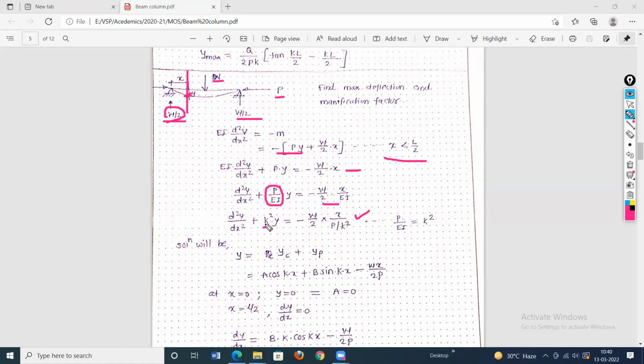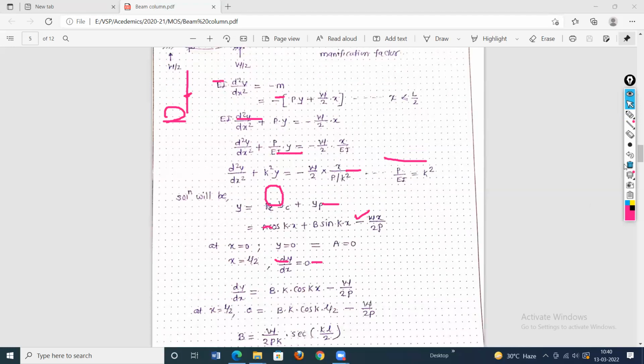Again, if you see, this second order differential equation is non-homogeneous. The right hand side is not equal to 0. So the solution is complementary plus particular. The complementary function consists of the terms sine and cosine. So A cos kx plus B sin kx, minus, this is the particular solution part, W x divided by 2 into K. This particular term comes from the right hand side.